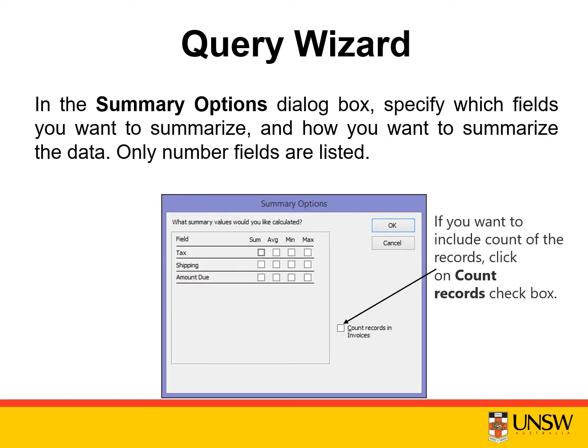In the Summary Options dialog box, specify which fields you want to summarize and select the function that you want to use to summarize the field. There are 4 options including Sum, Average, Minimum, and Maximum. Since you can only get total for the numerical fields, the wizard just shows the numerical fields, not all the fields.